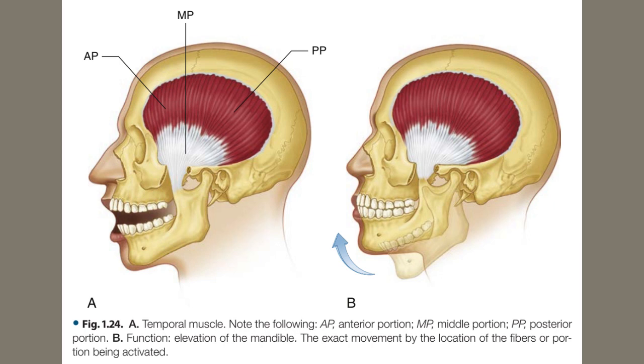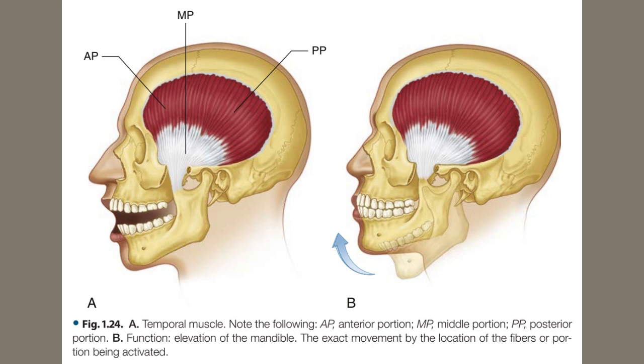The anterior portion consists of fibers that are directed almost vertically. The middle portion contains fibers that run obliquely across the lateral aspect of the skull, slightly forward as they pass downward. The posterior portion consists of fibers that are aligned almost horizontally, coming forward above the ear to join other temporalis fibers as they pass under the zygomatic arch.